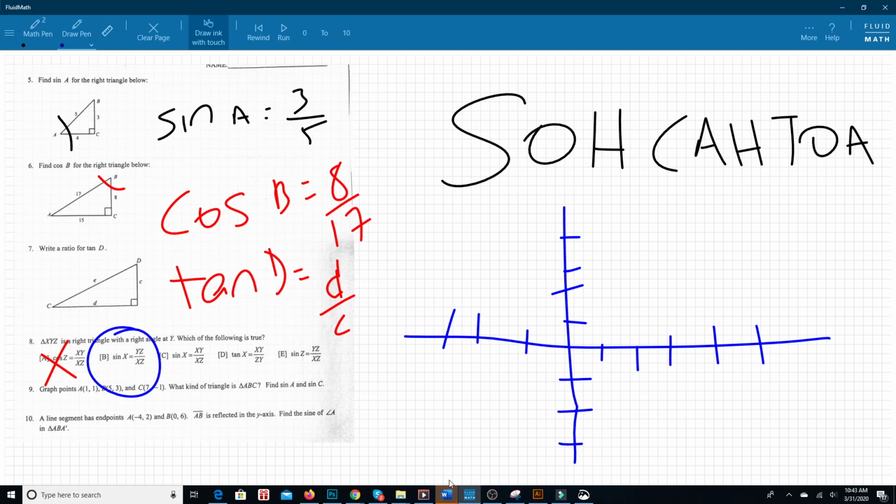Again, this is the worksheet that I did assign you guys online. So (1, 1) is right here. Then we have (5, 3): 1, 2, 3, 4, 5, and 5, 3 is right here. Then we have (7, -1): 1, 2, 3, 4, 5, 6, 7, and -1.